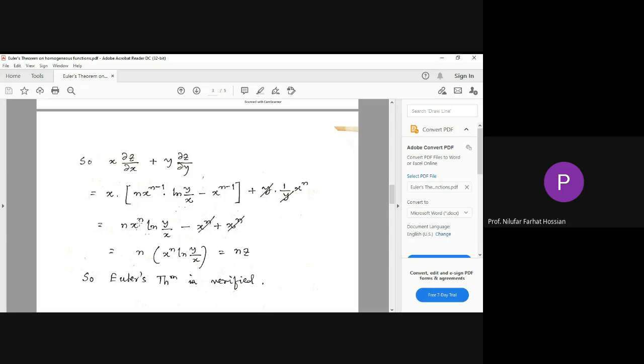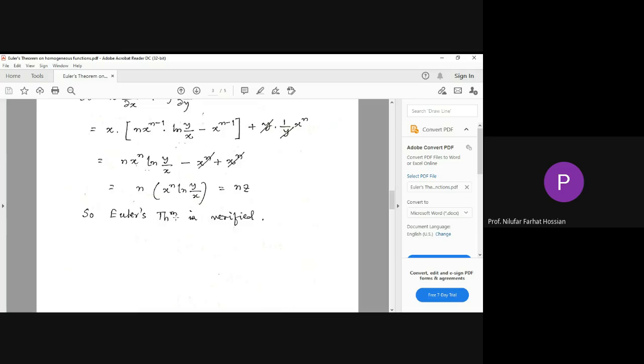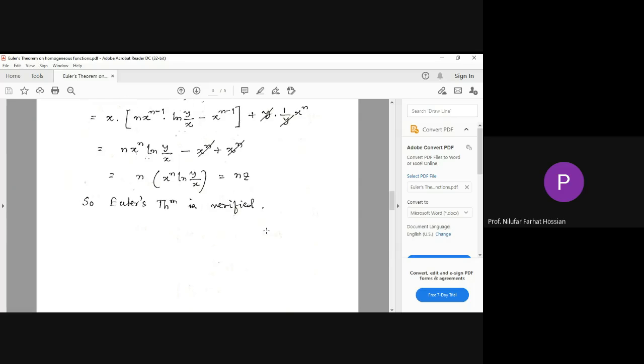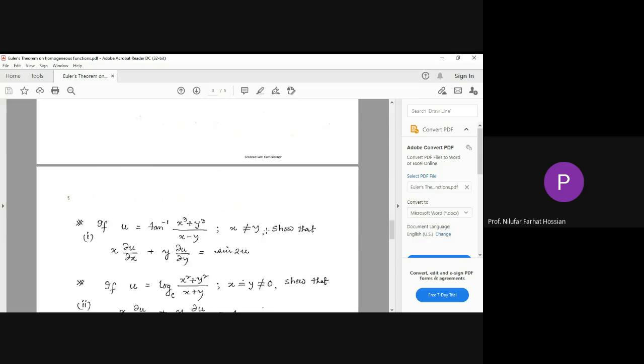n into x to the power n into ln of y by x, and here minus x into this. So it is x to the power n. This is minus sign, and there is another x to the power n. These two cancel out. Now you can take this n outside into x to the power n into ln of y by x. And this is nothing but z. So it will be equal to nz. And in this way, the Euler's theorem is verified. We have proved the relation.